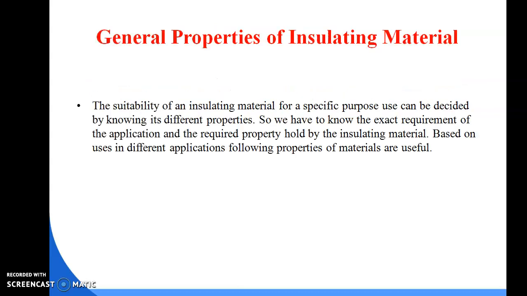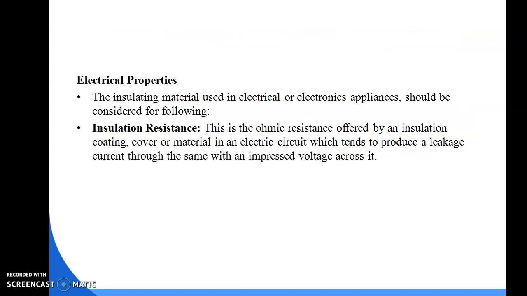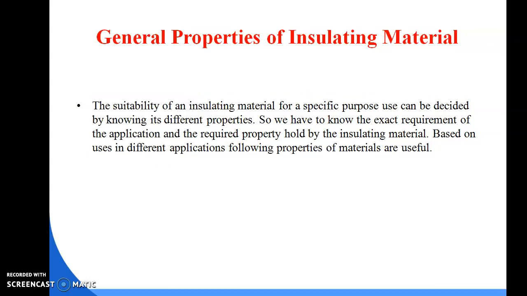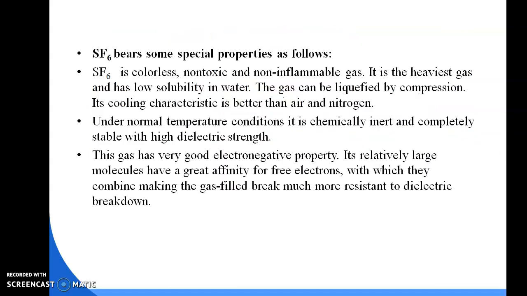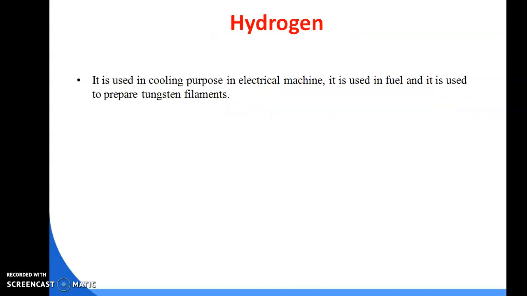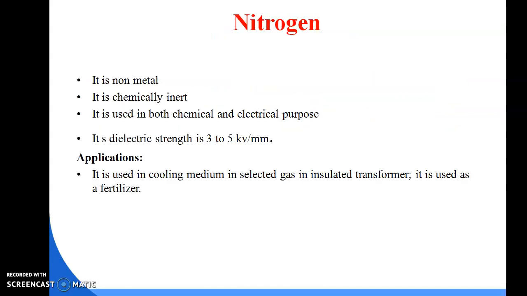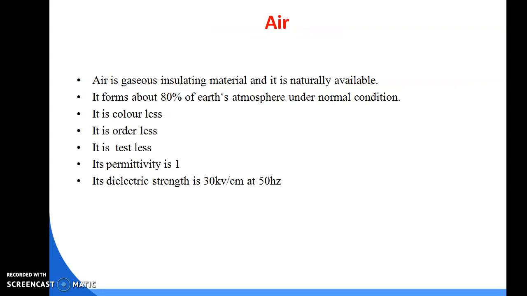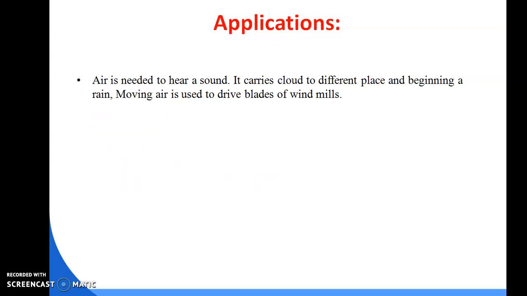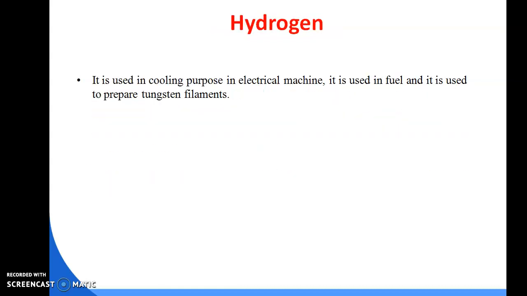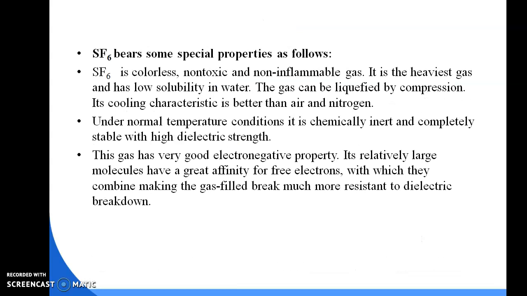Now come to the topic: what are the general properties of the insulating material? So we discussed the gas insulating materials: first SF6, hydrogen, another is nitrogen, another is air. These are the different types of gas insulating materials. Hydrogen and sulfur hexafluoride we discussed. The important one among the gas insulating materials is SF6.